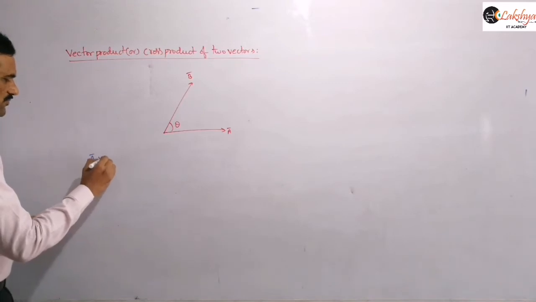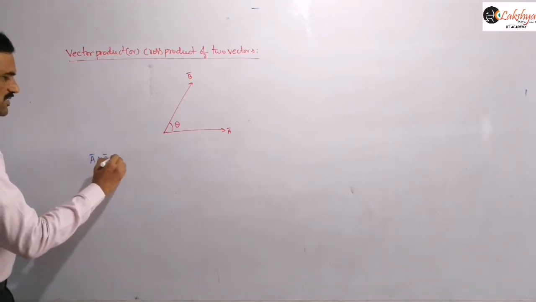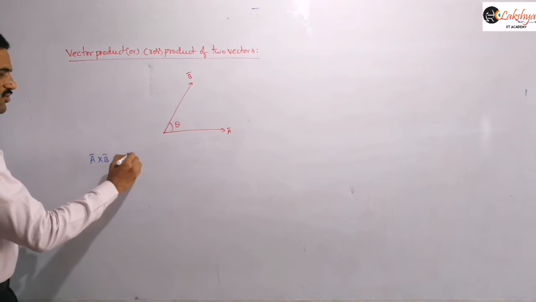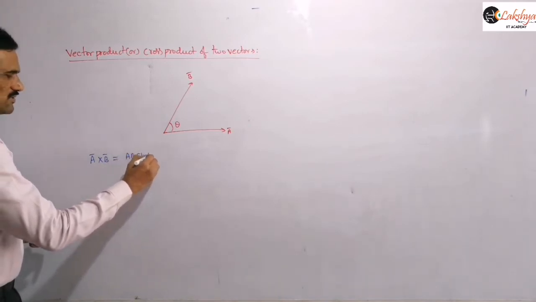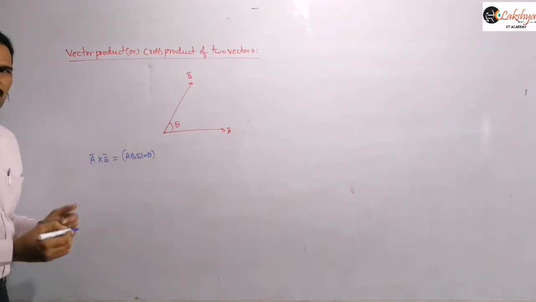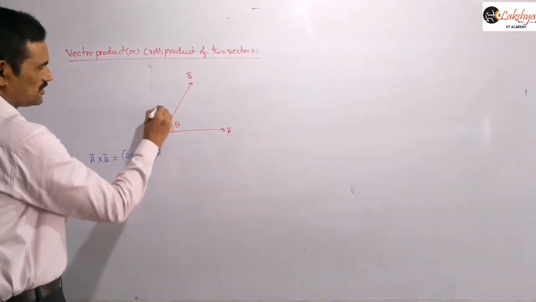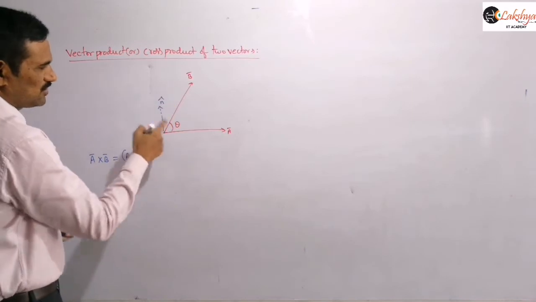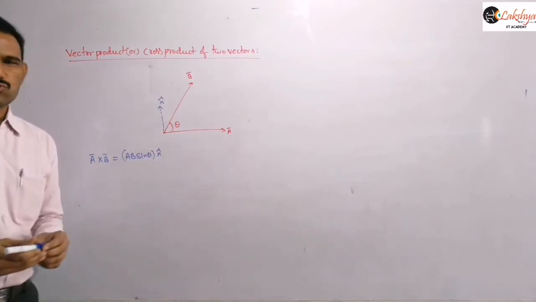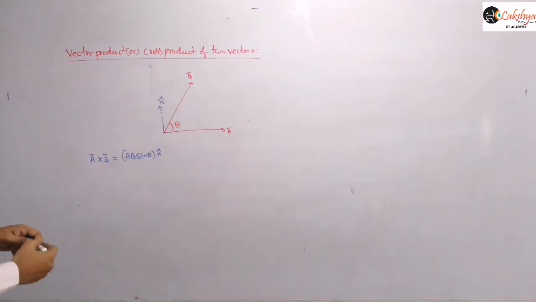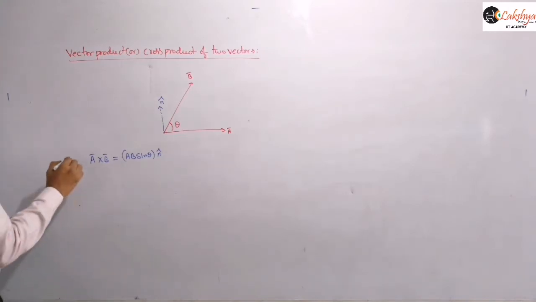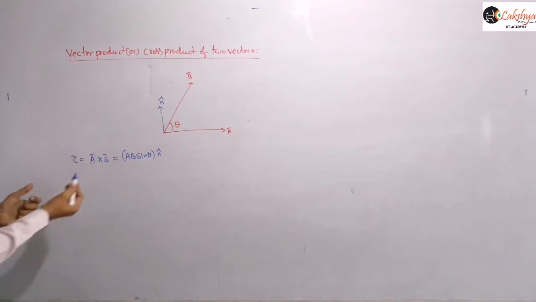Now the cross product of these two vectors, A bar cross B bar, is equal to the product of the magnitudes of the two vectors and the sine of the angle between them, into n cap. This n cap is the unit vector perpendicular to the plane containing those two vectors. The cross product of these two vectors gives another vector. Suppose I am taking it as some C bar.